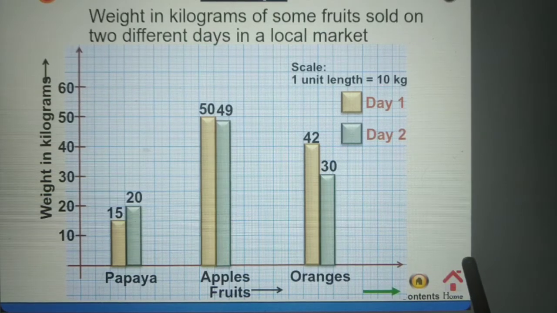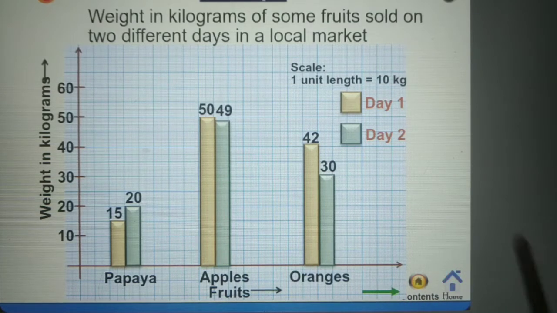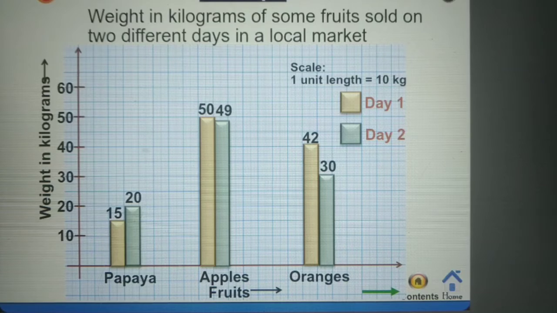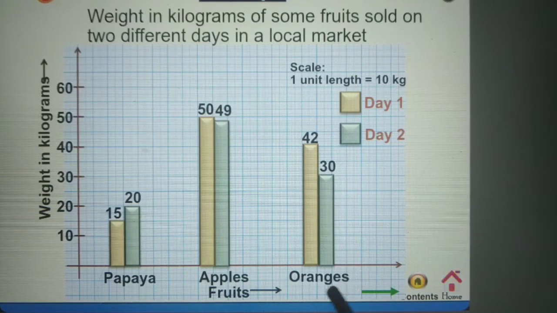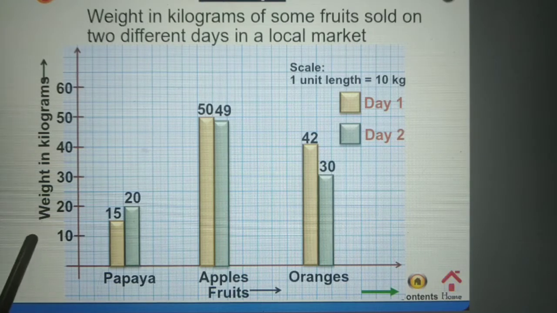Now we are going to compare 3 different fruits, that is papaya, apple and orange. So the x-axis represents only fruits and the y-axis represents the weight in kilograms of the fruit. These are the weights in kilograms.